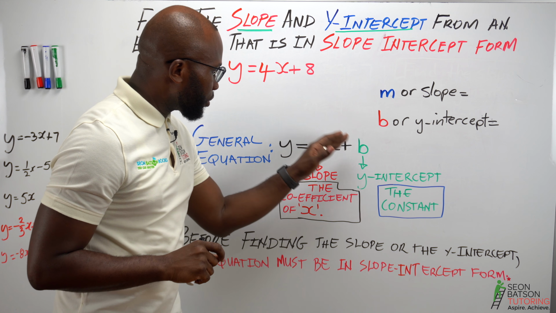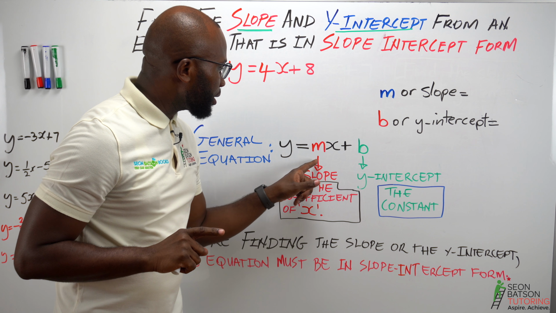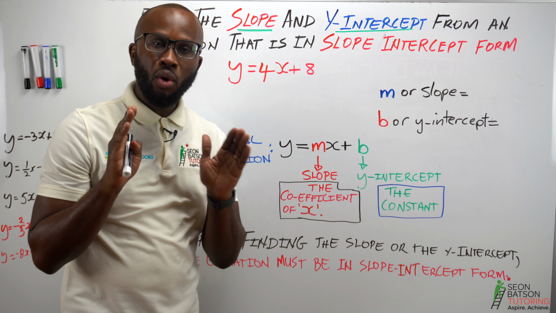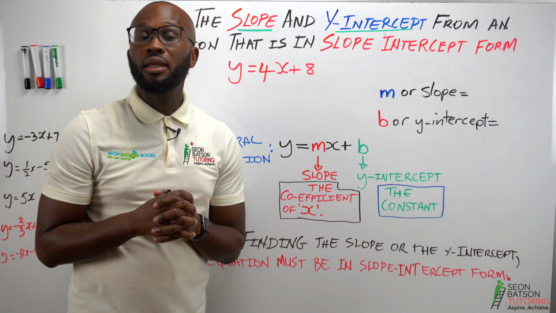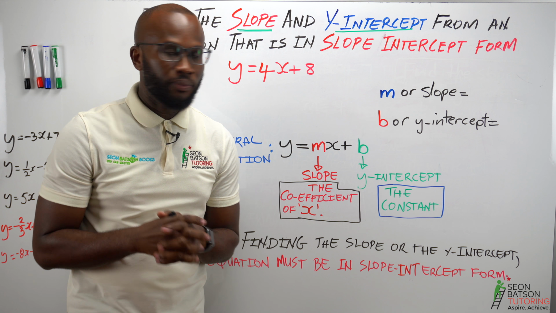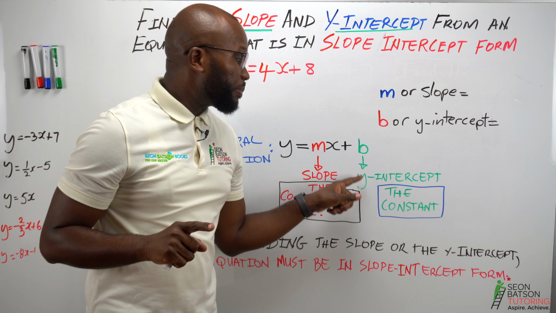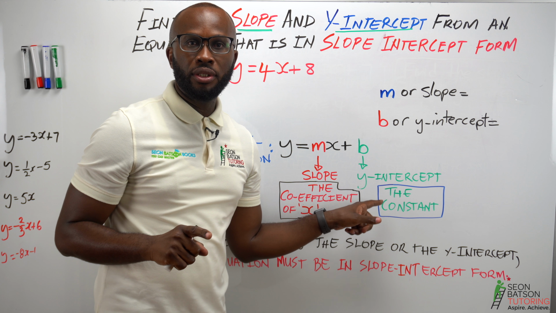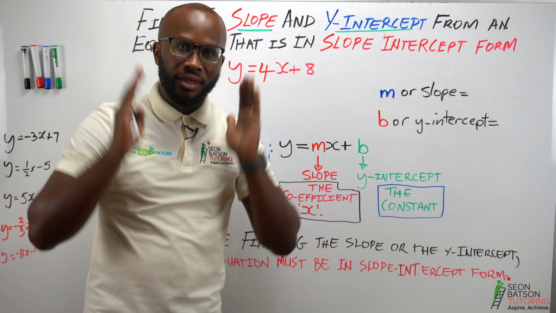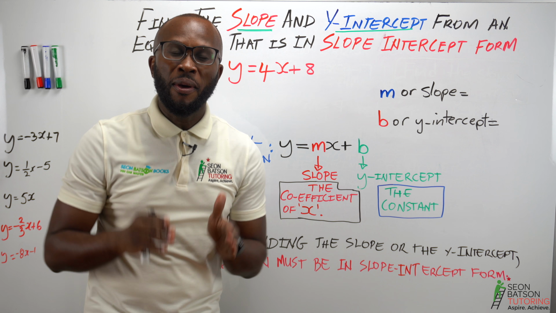Now, in this equation, the m is our slope. If you notice, the m is the coefficient of the x. So whatever the coefficient of the x is in the equation, that value will be our slope. And the b is our y-intercept. The b is the constant in the equation. So whatever the constant is in the equation, that value will be our y-intercept. So far, so good? Perfect.